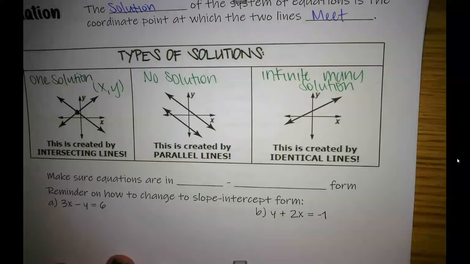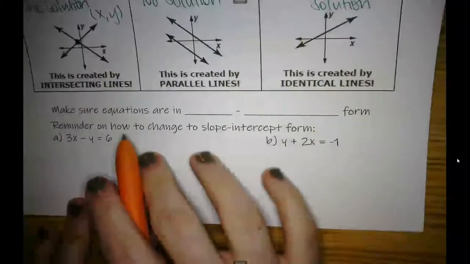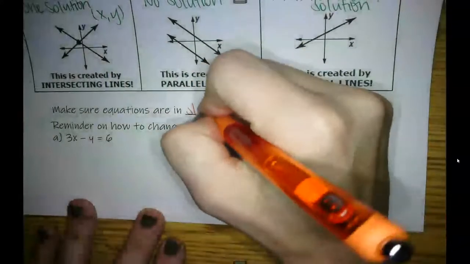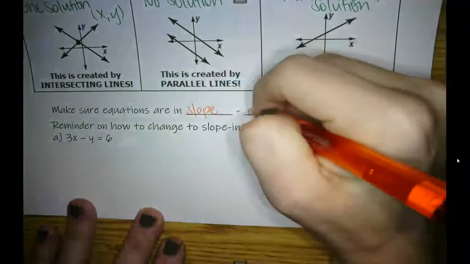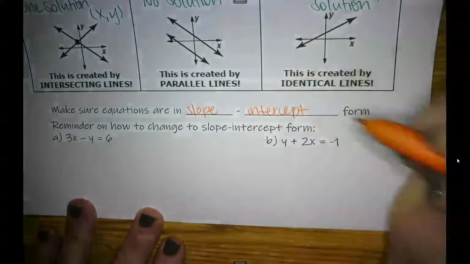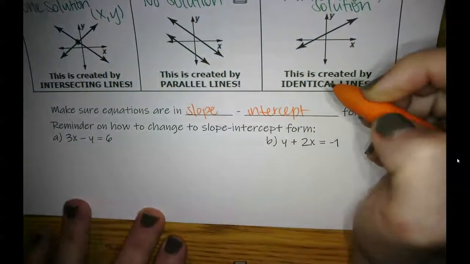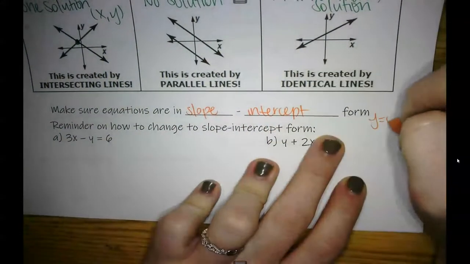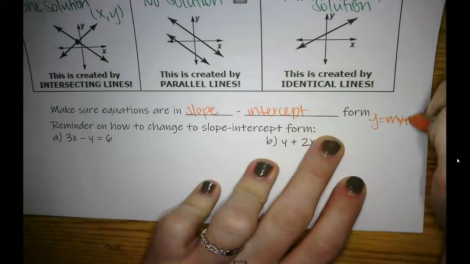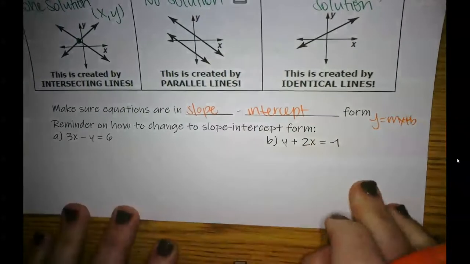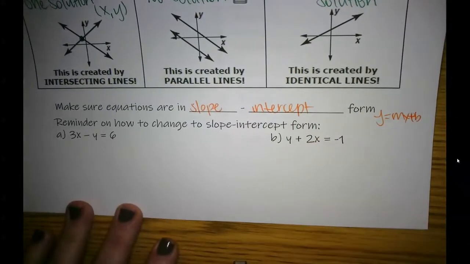All right, our first step when we see these is to make sure that my equations are in slope-intercept form. Remember, that is y equals mx plus b. So I have got two examples to remind you how to do that.